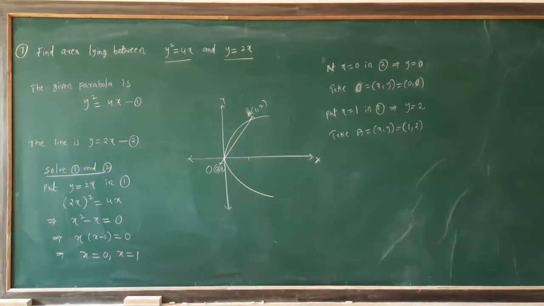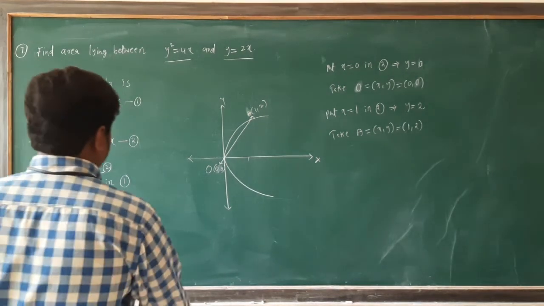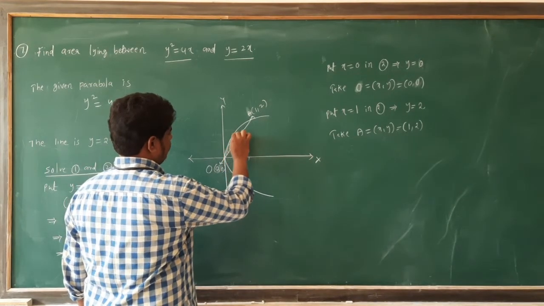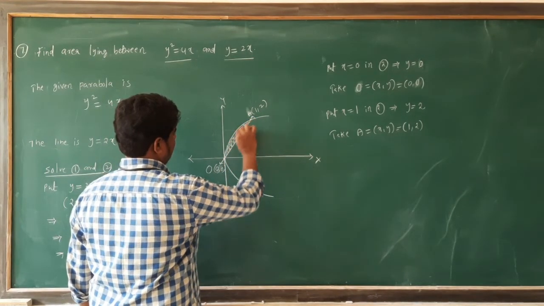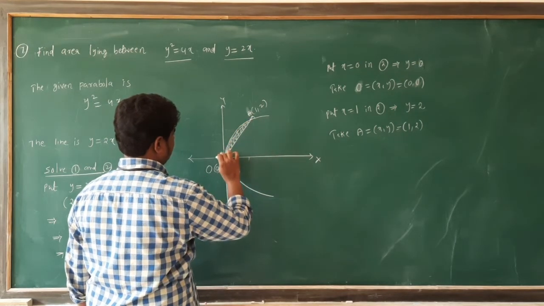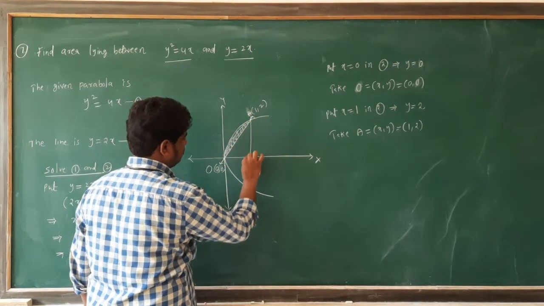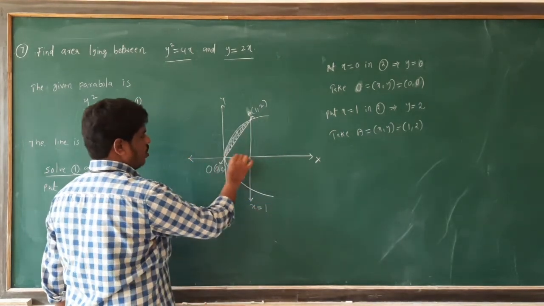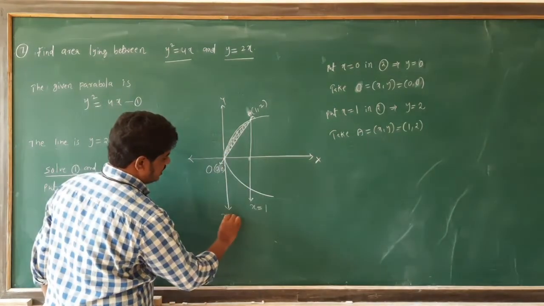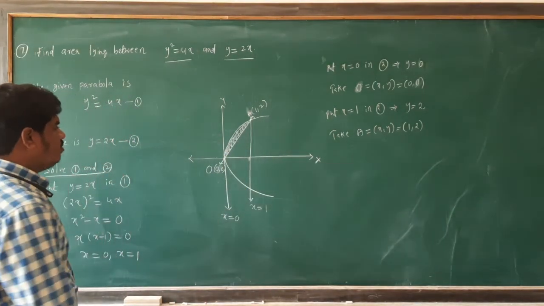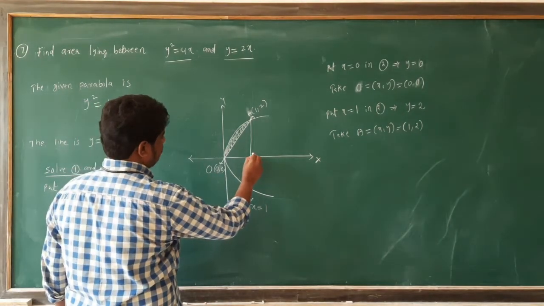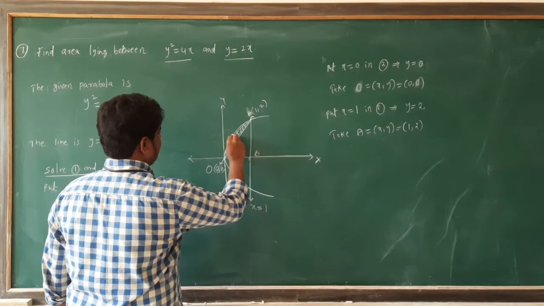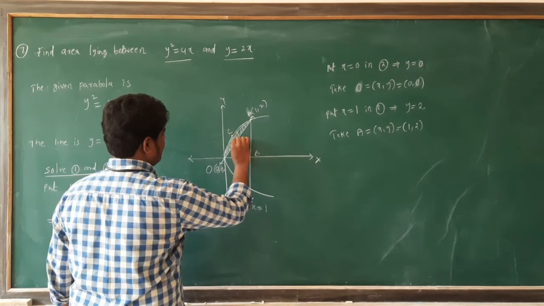Now this is the region bounded by the parabola and the line. What is the equation of this vertical line? X equals 1, because this distance is 1 and the y-axis is x equals 0. Now take these points as B, C, and D.